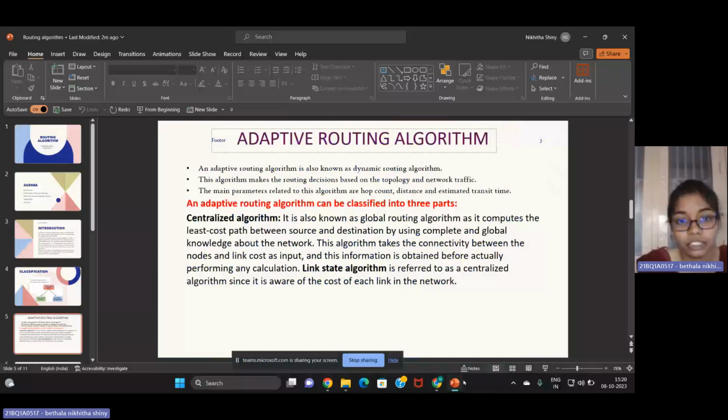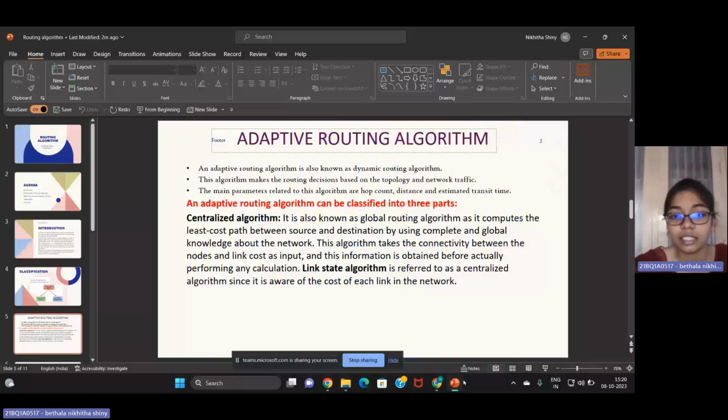Isolation algorithm. The second part of the classification in adaptive routing algorithm is the isolation algorithm. It is an algorithm that obtains the routing information by using local information rather than gathering information from other nodes. The distributed algorithm is also known as the decentralized algorithm as it computes the least cost path between source and destination in an iterative and distributed manner.